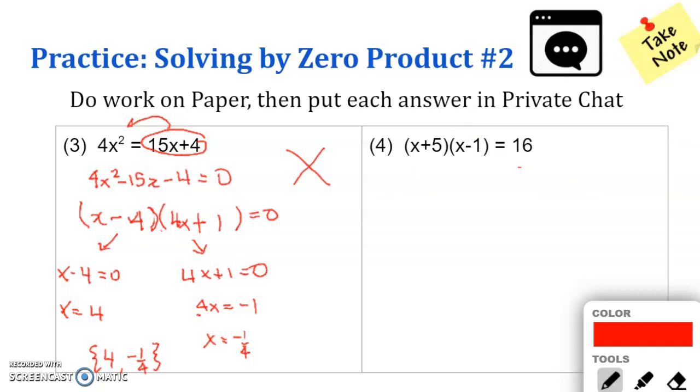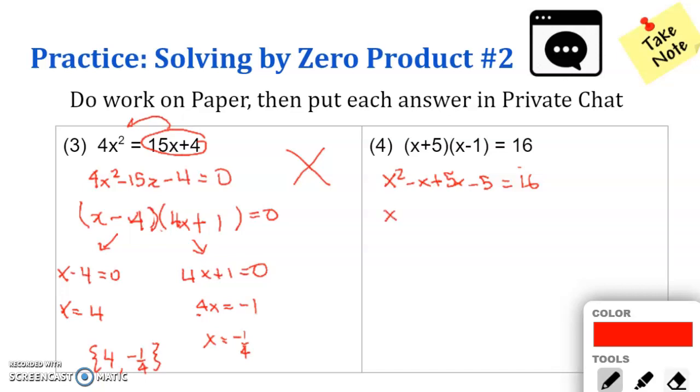So how do I do that? I need to multiply out the left hand side. So using FOIL, that becomes x times x is going to be equal to x squared. The outside, x times negative 1, is going to be negative x. Inside is plus 5x, and then 5 times negative 1 is negative 5, is equal to 16. I am going to bring the 16 to the left hand side, okay, by subtracting 16 from both sides as well as combining like terms.